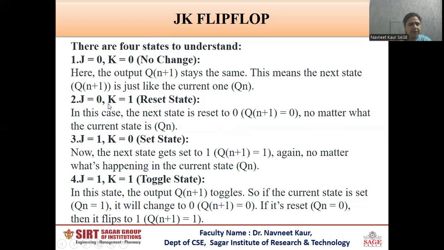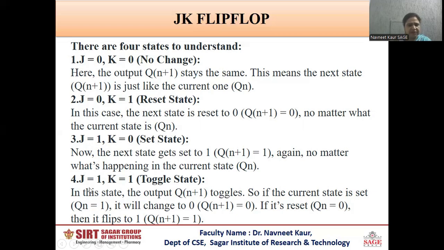When J is equal to 0 and K is equal to 1, in that case, the next output Qn plus 1 is 0, no matter what the current state is, which is Qn. It can be 1 or 0. The next output Qn plus 1 is always 0, and it is known as reset state. Now, when J is equal to 1 and K is equal to 0, then the next state is always equal to 1, no matter what is happening in the current state Qn. So it is known as set state.